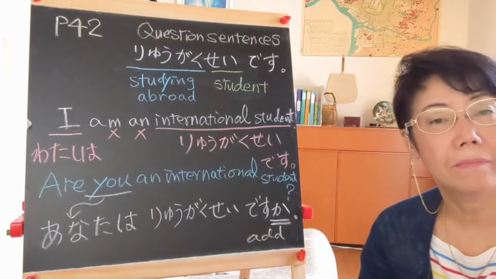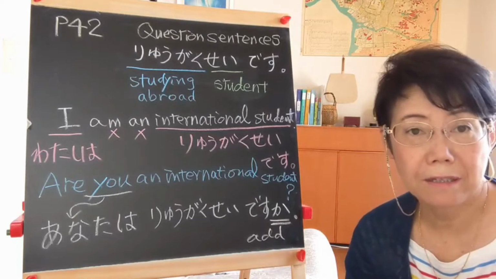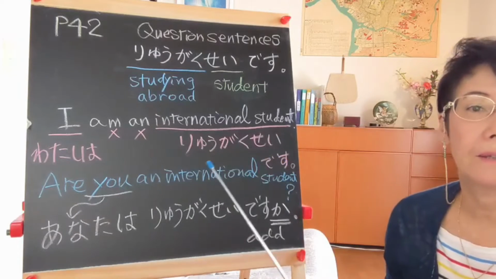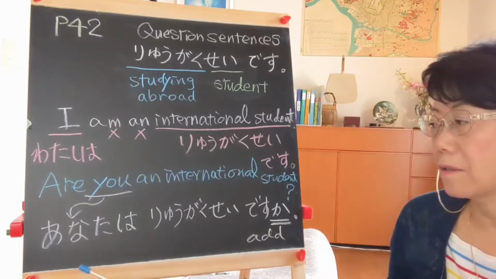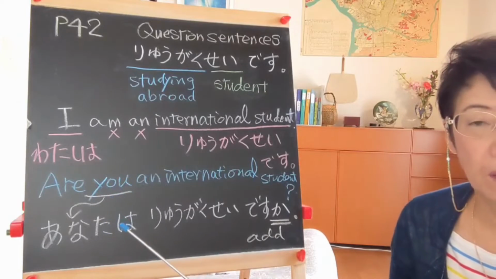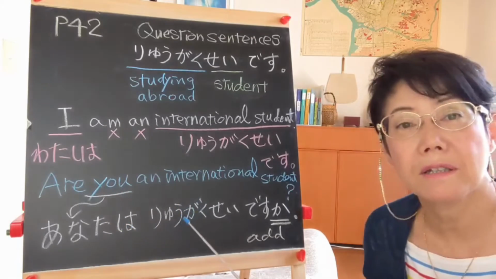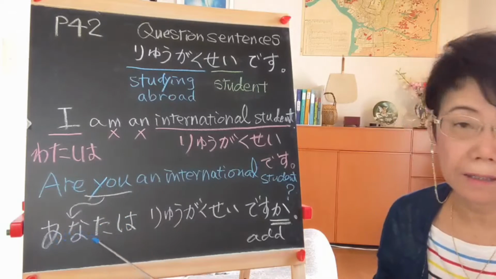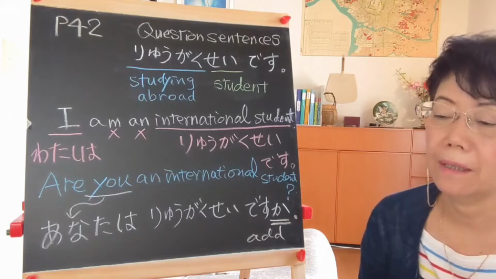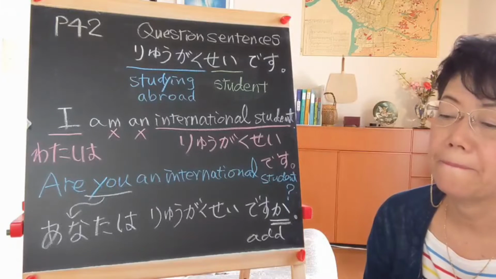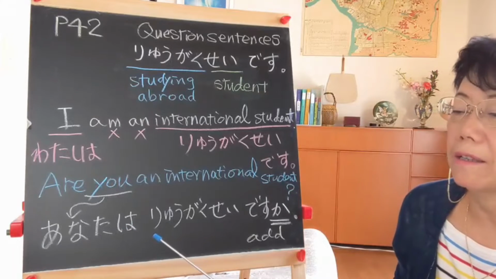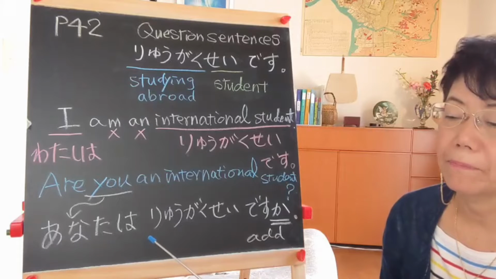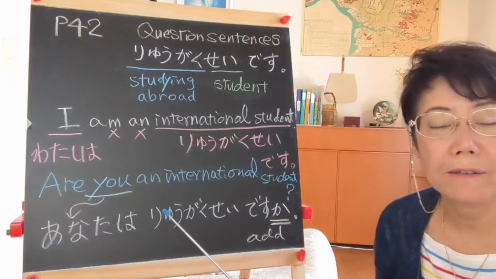As written in your textbook, are you an international student? In Japanese, we often say 留学生ですか. We omit this あなたは. Usually we don't say the word あなたは. So I will explain why.